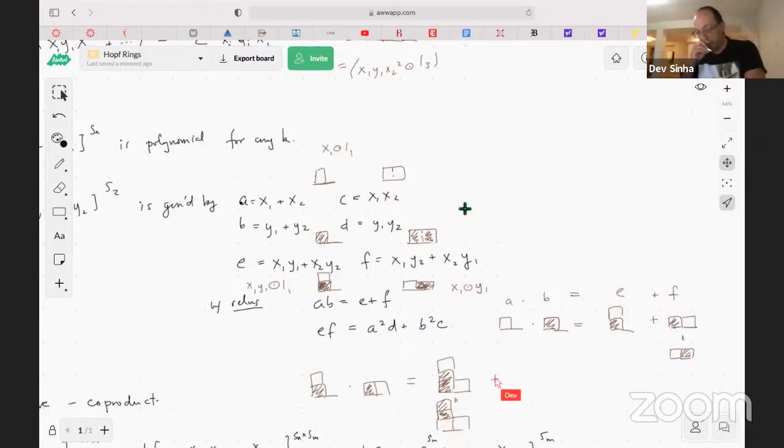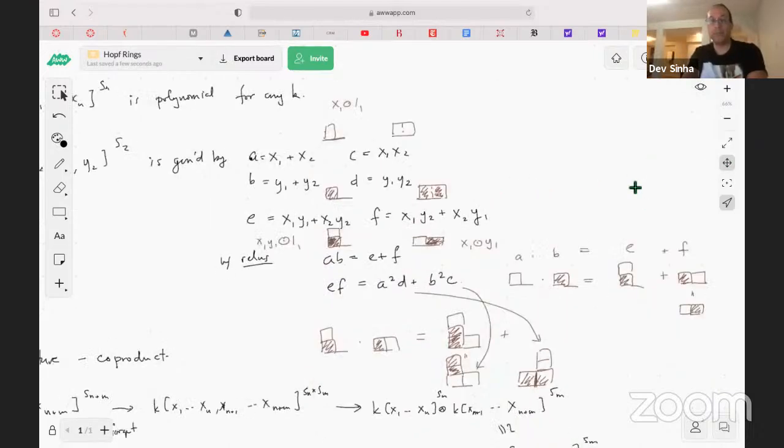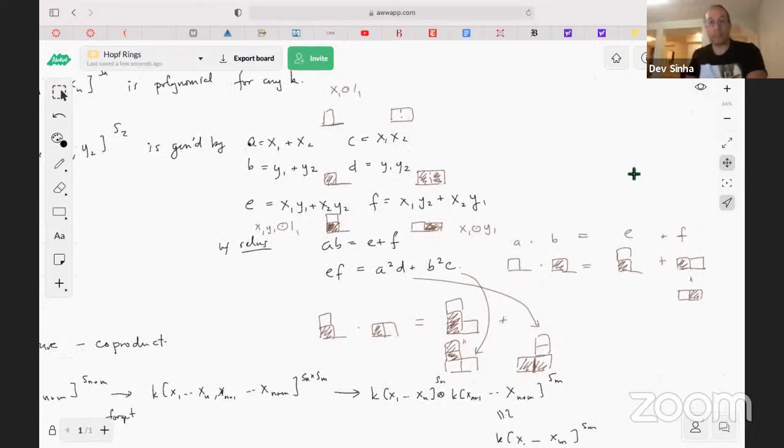Plus, if I stack in the other place, I've got two lights on top of the dark. And then this A squared D would be two lights on top of the dark, and B squared C is going to be this. So rather than the longhand, you start appreciating the way these blocks and the Hopf ring structure work out.